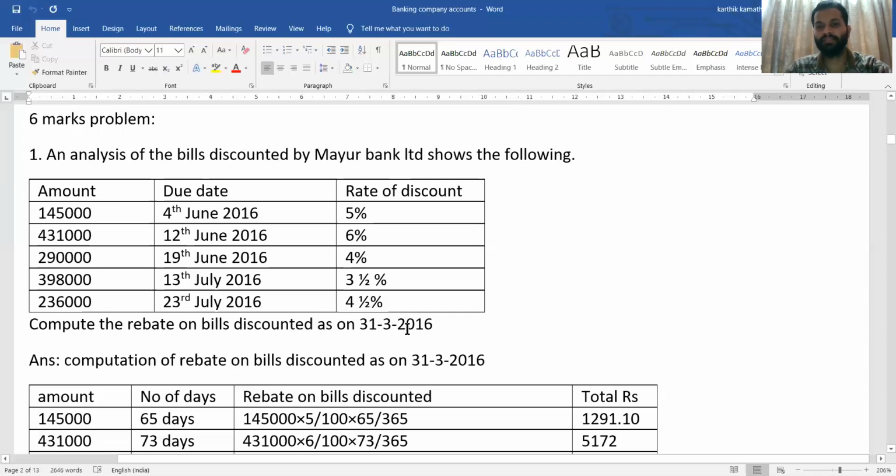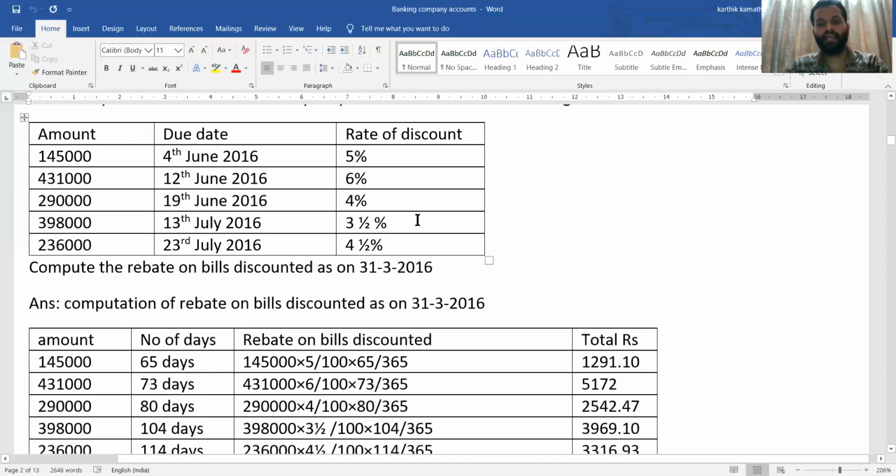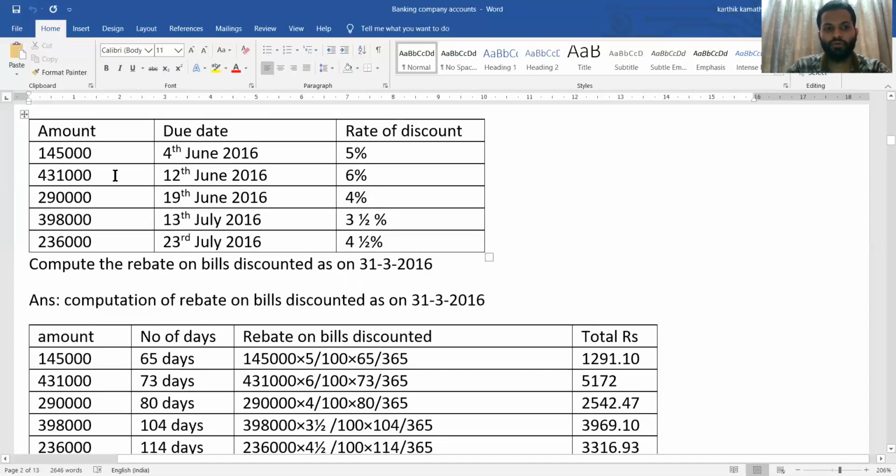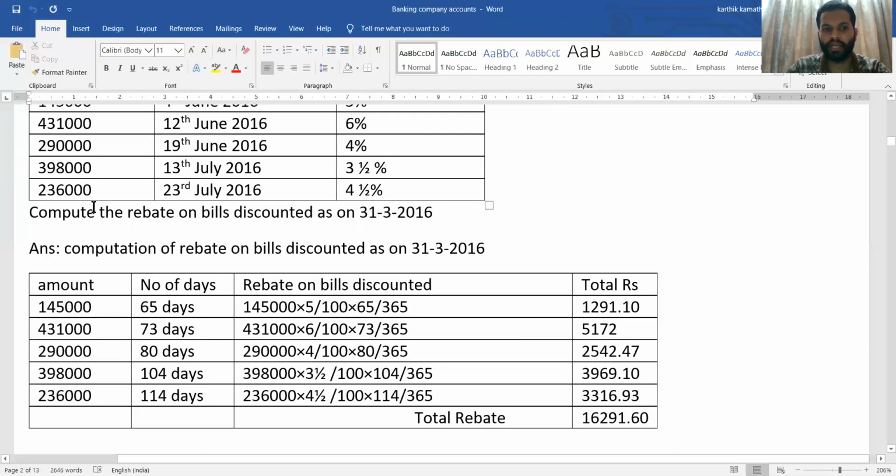From that date, that means from 1st April 2016 till the date of maturity. See, the maturity date is given. That is nothing but the due date. You are going to calculate rebate on bills discounted. That is nothing but unearned amount, that does not belong to the financial year. How to calculate? See, this format you need to do. Computation of rebate on bills discounted as on 31st March 2016. So the amount, whatever the information given in the question, that itself you are going to write as the amount.